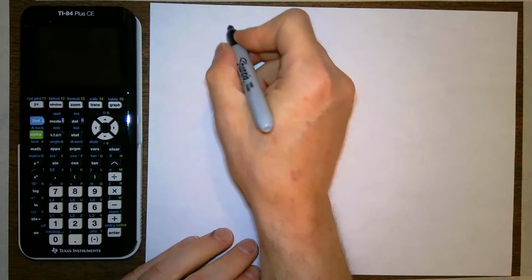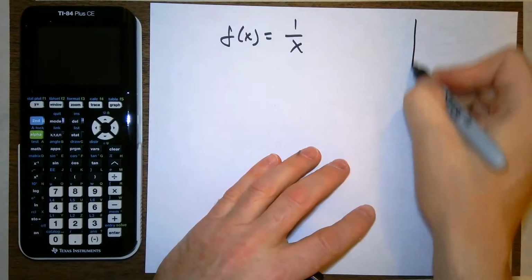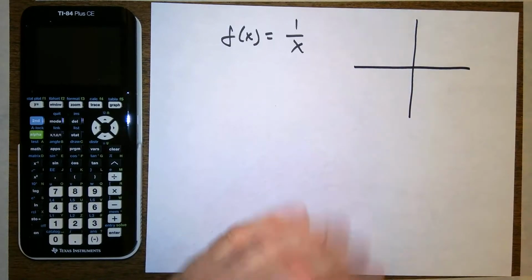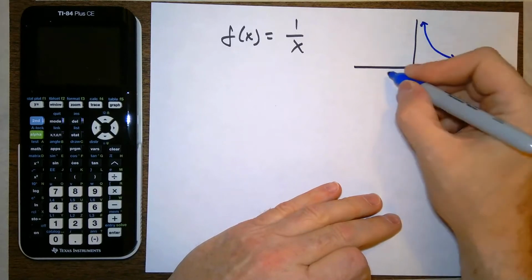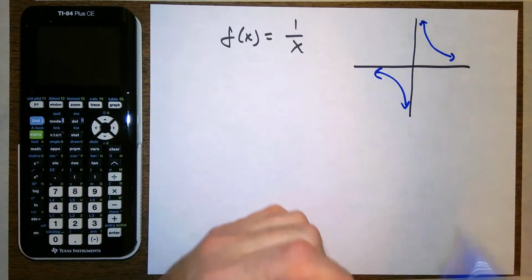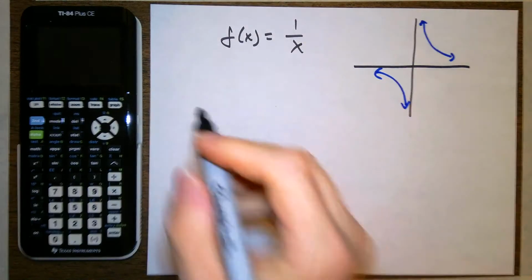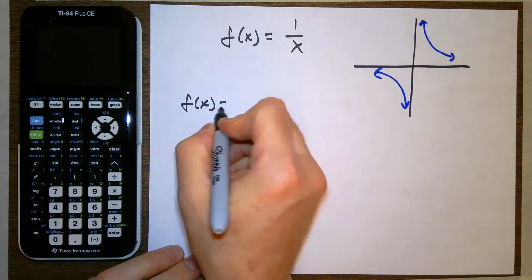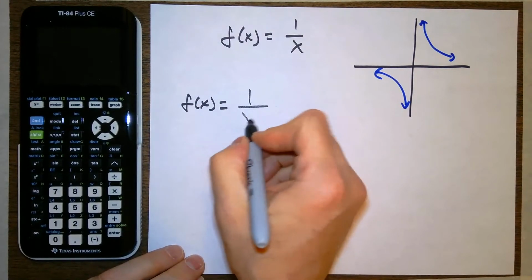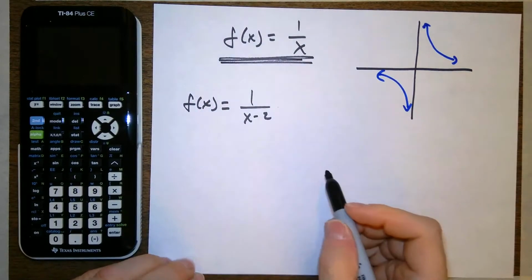First, let's consider f of x equals 1 over x. We know what this looks like. Nice, well-behaved function. So I'm going to use this function and compare it with other functions. For example, suppose I'm given the function f of x equals 1 over x minus 2. So here's the parent function.